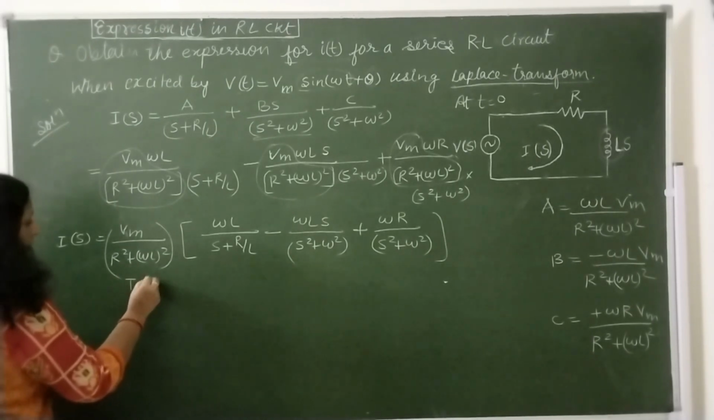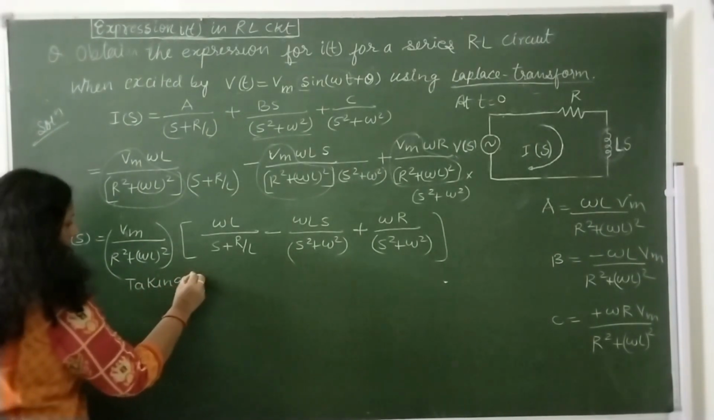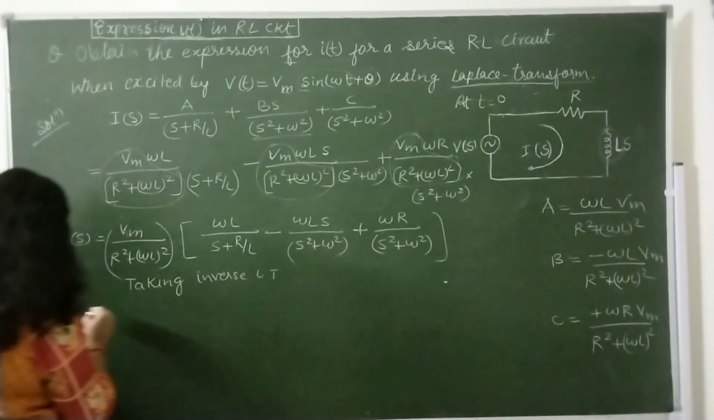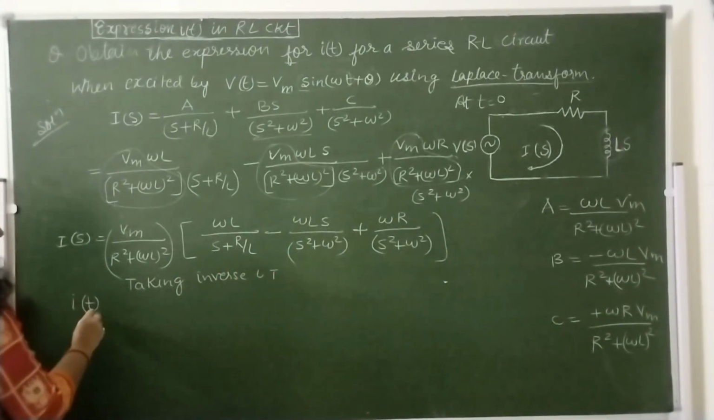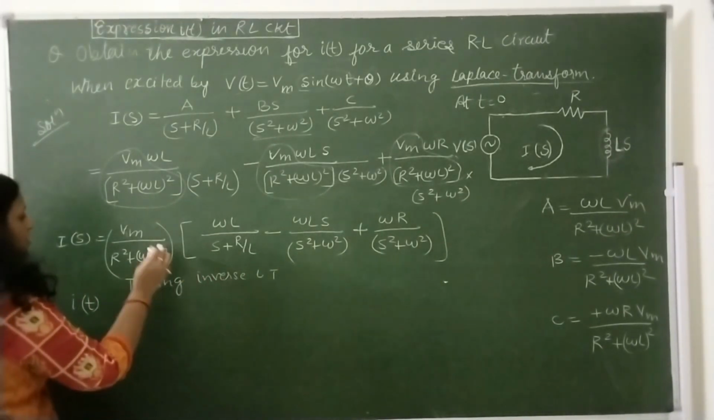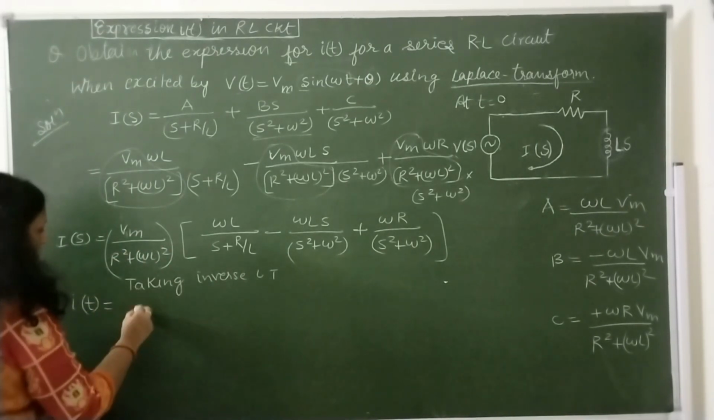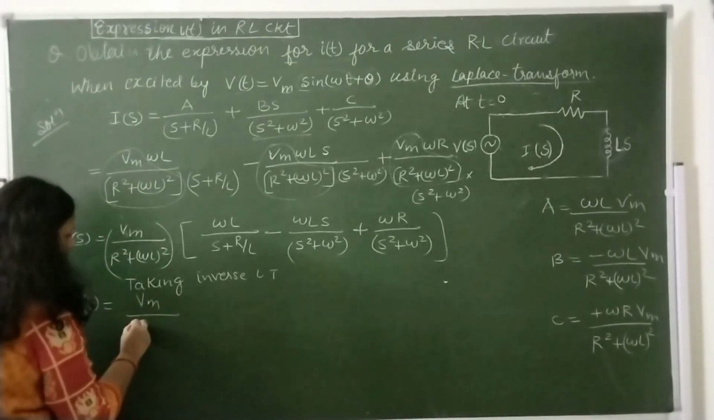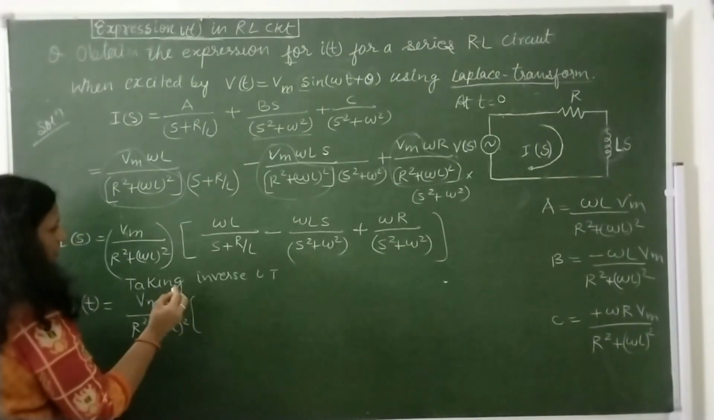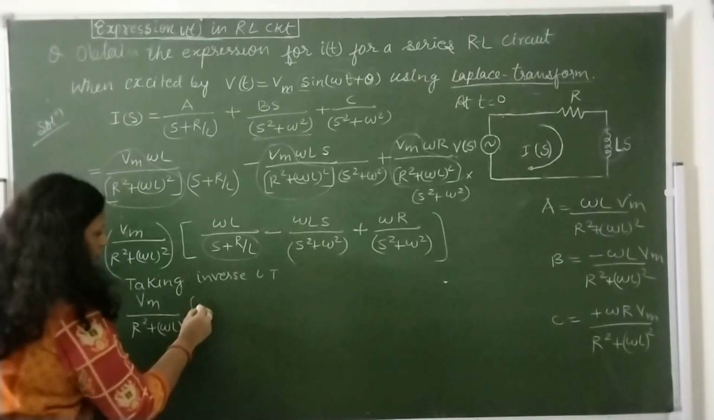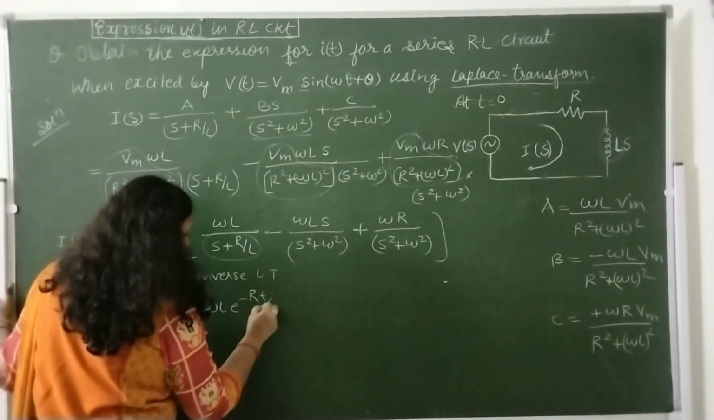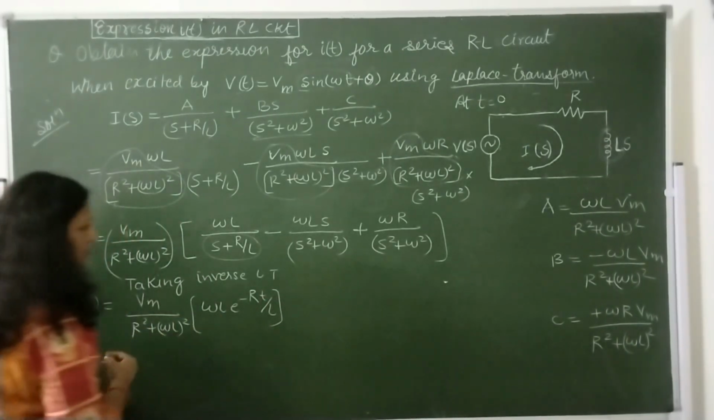At this step, we will take the inverse Laplace transform of this equation. So, taking inverse Laplace transform to get the value of i(t). So, I(s) will be changed into i(t) after inverse Laplace transform. This is constant Vm divided by R square plus omega L whole square, so take it as it is. This will be changed into omega L e to the power minus Rt by L. So, this is our first term.